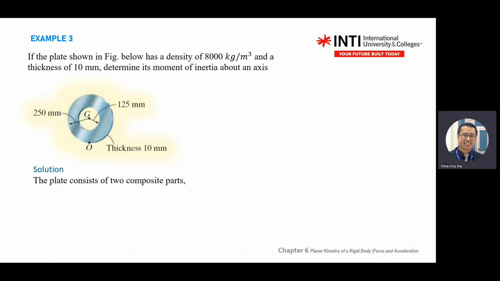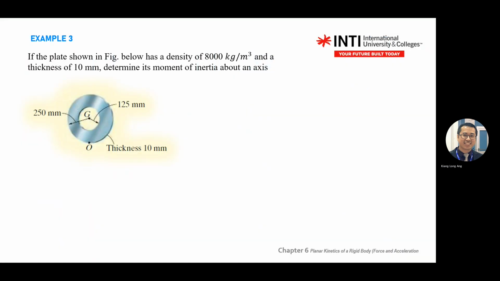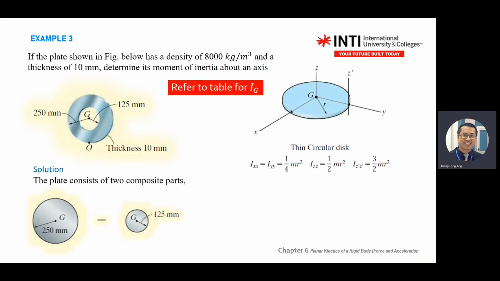You refer to this table. This shape is under circular disc, so you copy this one. You will see three equations given there. How do you know which one is the correct one? You compare your diagram and the chart. Where is your G? Where is the G? Center. Look at the diagram. You come in from the same angle.